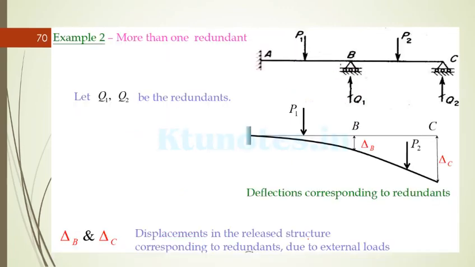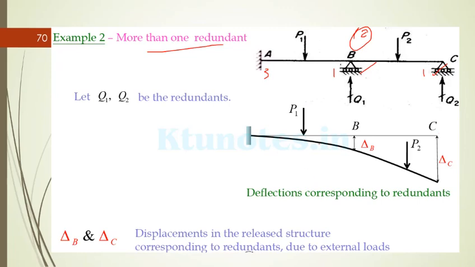Now there is a case of more than one redundant. This is a cantilever beam with 2 proppings, 1 and 2, which make three unknowns at this point, one unknown here, one unknown here. So 2 is the static indeterminacy of the structure, and here Q1 and Q2 are the redundants. P1 is there, P2 is there.